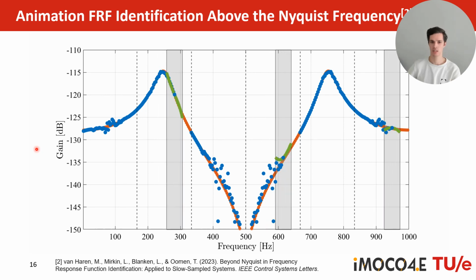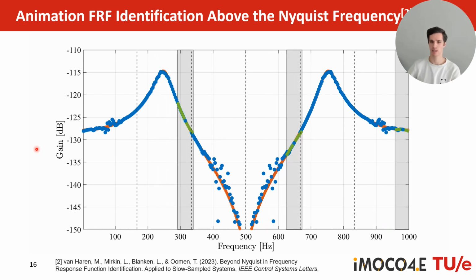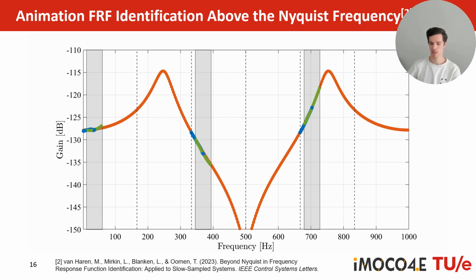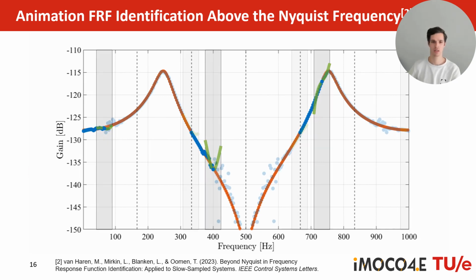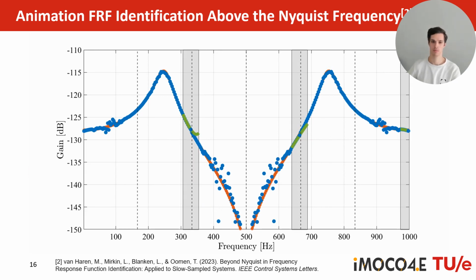And as you can see, the system is being estimated quite accurately, especially if you consider that the Nyquist frequency is located over here. So that's only 175 Hertz, if I remember correctly. But above the Nyquist, we still have a very accurate estimate of the system.